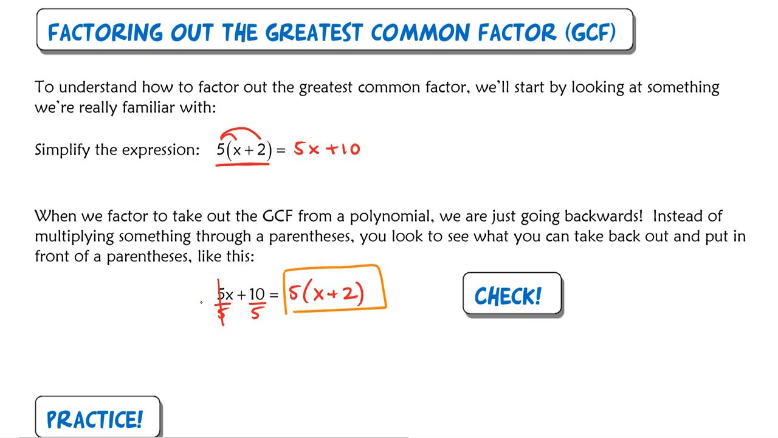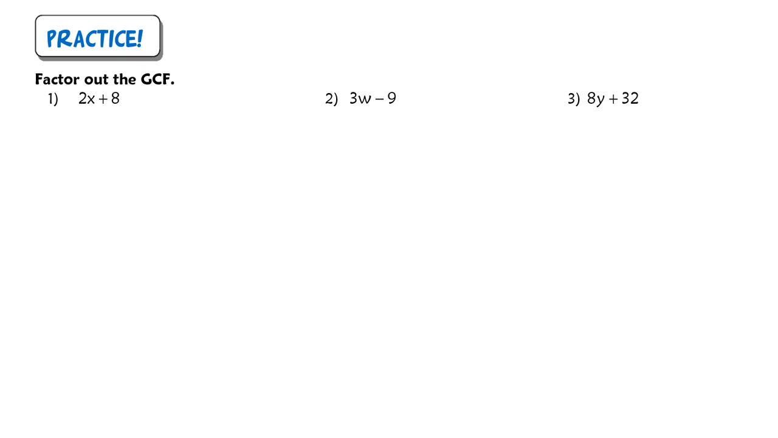Now, we can always check our answer also. If I want to make sure that this answer here is factored correctly, all I would have to do is multiply it back out to make sure that I get back to this original part here. So if I multiply this back out, I would get 5x plus 10, which does check off. Okay, so let's go ahead and start practicing now.